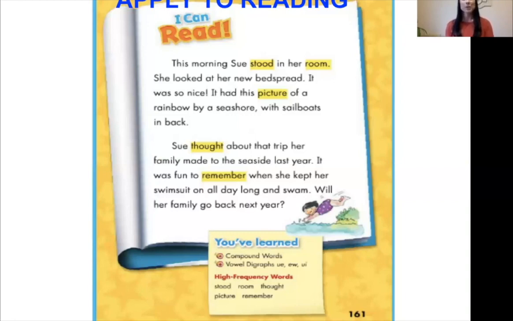Sue thought about that trip her family made to the seaside last year. It was fun to remember when she kept her swimsuit on all day long and swam. Will her family go back next year? Why do you think it was so fun for Sue to remember her trip last year? Yeah, she made great memories on her trip by getting to keep her swimsuit on all day to swim. So think about her bedspread with the seashore and the sailboats. Do you think she likes it so much because it reminds her of her trip last year?